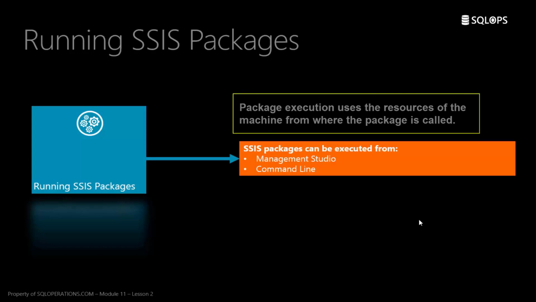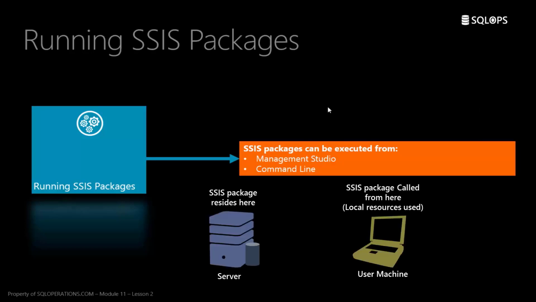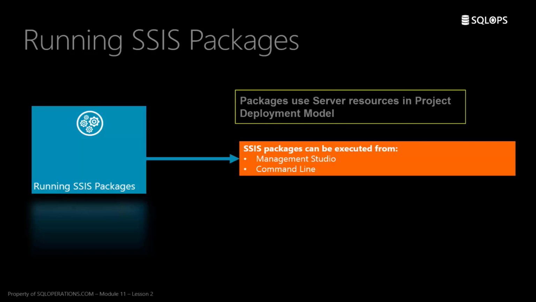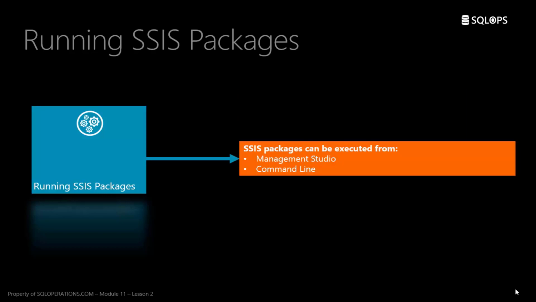whichever machine executes it. For example, let's say you deploy a package to your production server and then you connect through Management Studio and execute the package from your work laptop. In this case, the package will use your laptop's resources but not the resources from the production server. But for the packages in the project deployment model, this will not be the case. They will run on the server using its resources. Now let's see how to execute these packages using Management Studio.